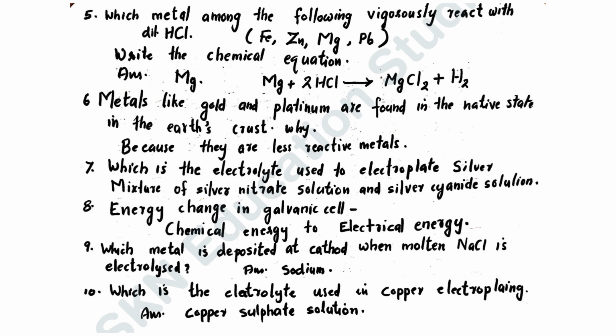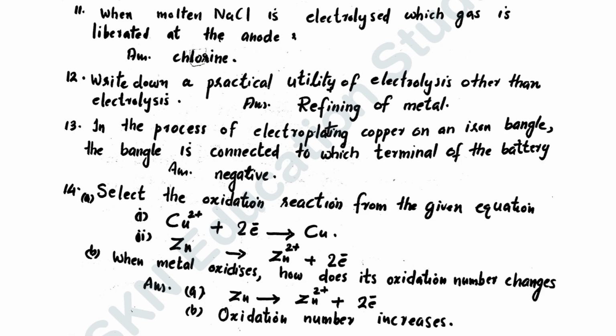Ninth question, which metal is deposited at cathode when molten NaCl is electrolyzed? Answer is sodium. 10th question, which is the electrolyte used in copper electroplating? Answer is copper sulfate solution. 11th question, when molten NaCl is electrolyzed, which gas is liberated at the anode? Answer is chlorine. 12th question, write down a practical utility of electrolysis other than electroplating. Answer is refining of metal.